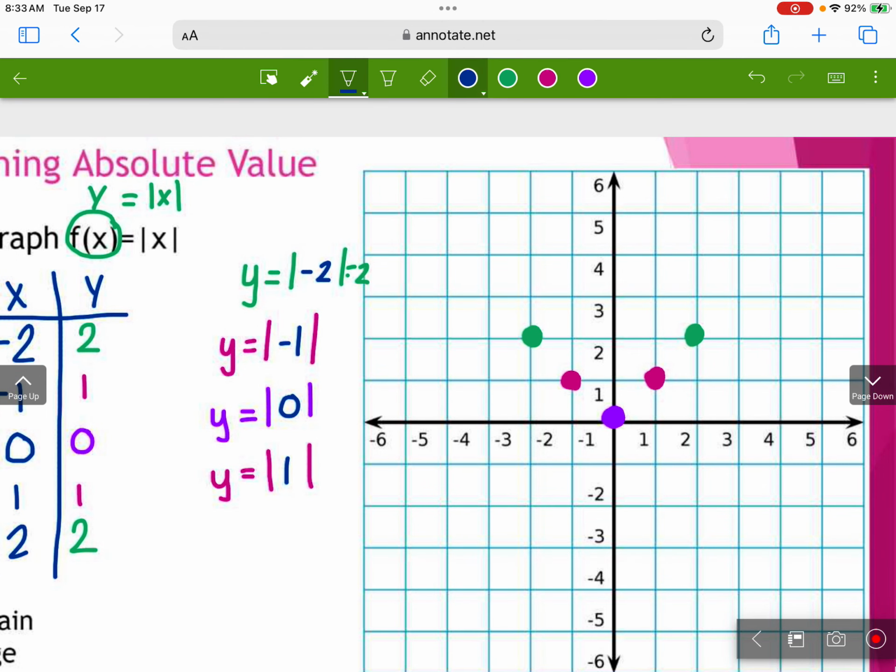So now we're going to connect these up. What shape are these making? A V, not a U. A V. There must be a point. It is important. Absolute values are shaped like V's. So we have a piece that goes here, and we have a piece that goes here. So if I line that up properly.